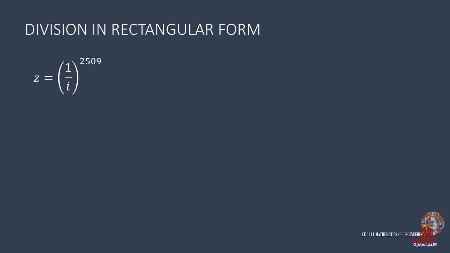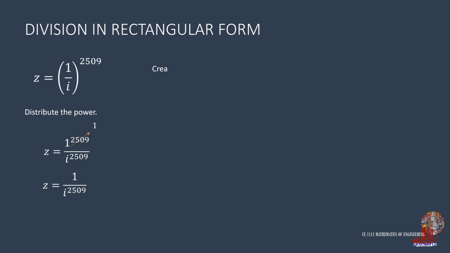Another example requires to simplify z of 1 over i raised to 2509. By the rule of exponents, distribute 2509 into both the numerator and denominator, where z would have 1 raised to 2509 over i raised to 2509. The numerator will be simplified as 1, giving z as 1 over i raised to 2509.